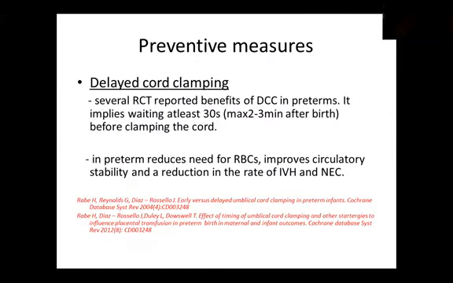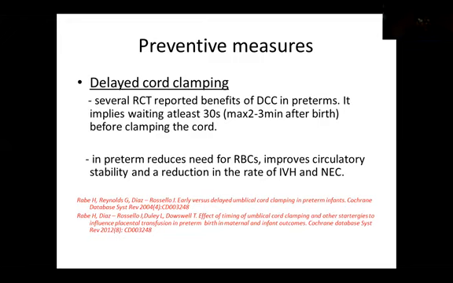Next, how do you prevent all these things? How do you prevent anemia in the newborn? First and foremost is delayed cord clamping. Very important. Several RCTs have been done regarding delayed cord clamping, mainly in preterms, and it has been done in terms also.